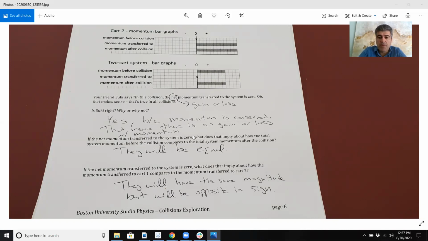If the net momentum is zero, what does that imply about the total system momentum before and after? They'll be equal, as we see over here from the two-cart system bar graphs. And then what does that imply about the momentum transfer to cart 1 compared to cart 2? Well, we see that they're going opposite directions, so they'll have the same magnitude, but they'll be opposite in sign. So that's what we expect there. Whatever you lose from one, you gain from the other. So overall, for the system, the net momentum is zero. So that's what they're trying to get across with page 6.